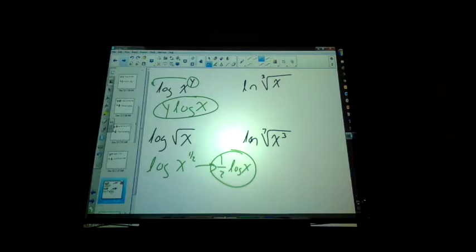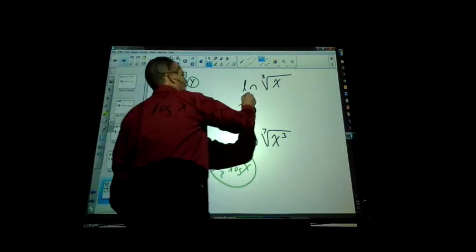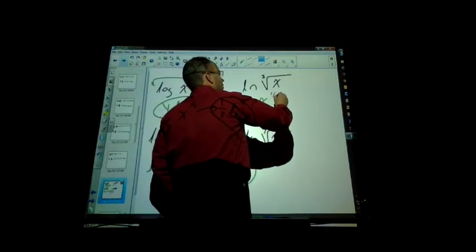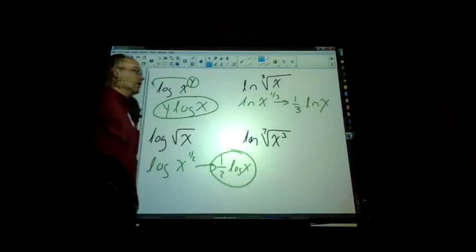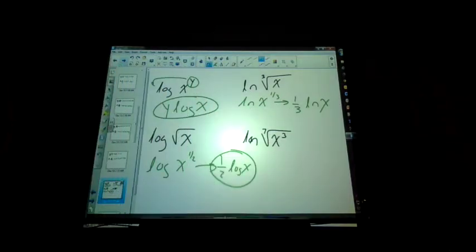What's the 1/3 power? The third root is the 1/3 power, right? Which gives me 1/3 ln x. Love it.